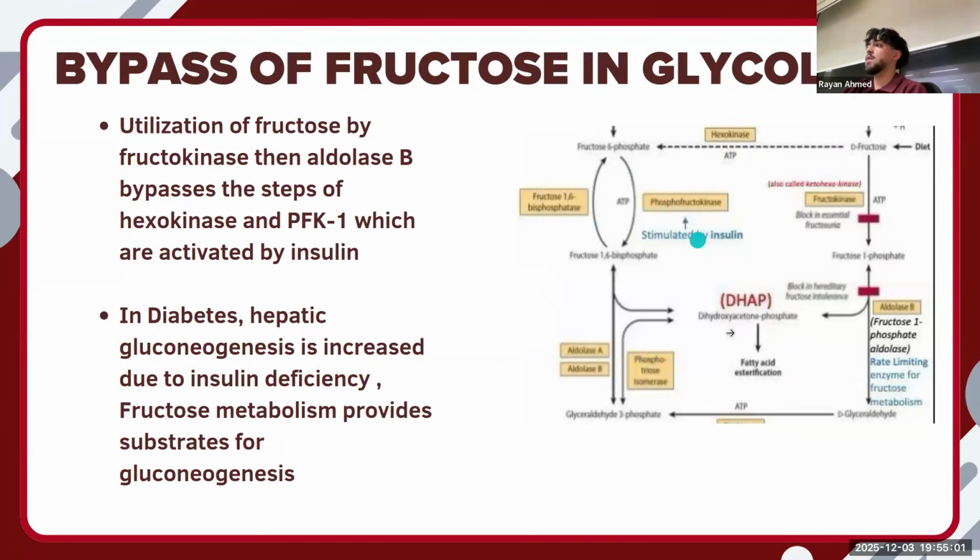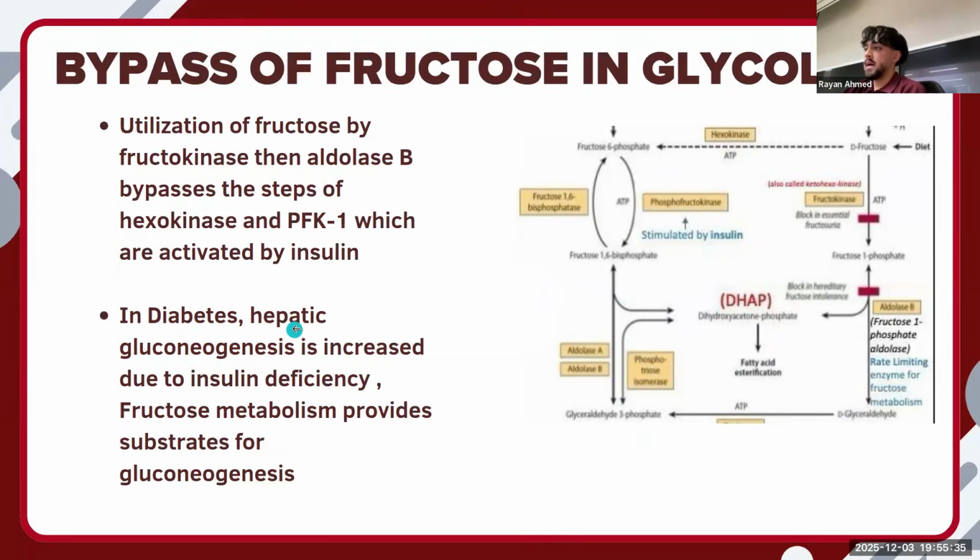So let's say you don't have a lot of insulin, there's a problem, whatever, and we need glycolysis to produce ATP. They can use fructose metabolism to be broken down by fructokinase, aldolase B, back into DHAP and glyceraldehyde right here to be going back into the glycolytic pathway, which is fructose 1,6-bisphosphate and glyceraldehyde 3-phosphate, without using the PFK1, which is stimulated by insulin when we don't have insulin. In diabetes, now this is also very important.